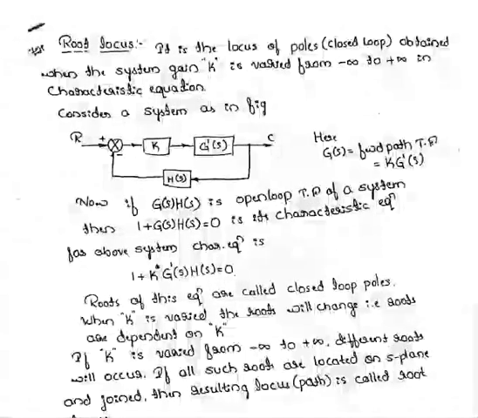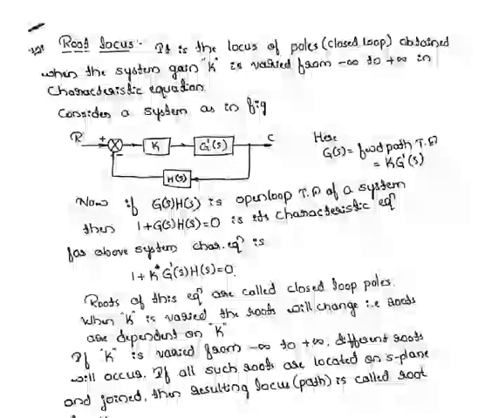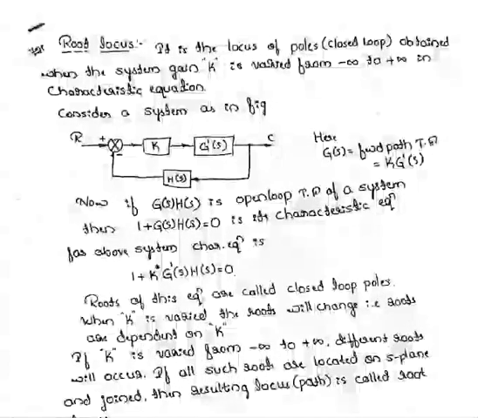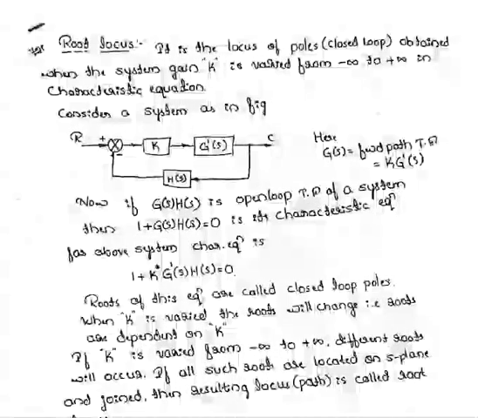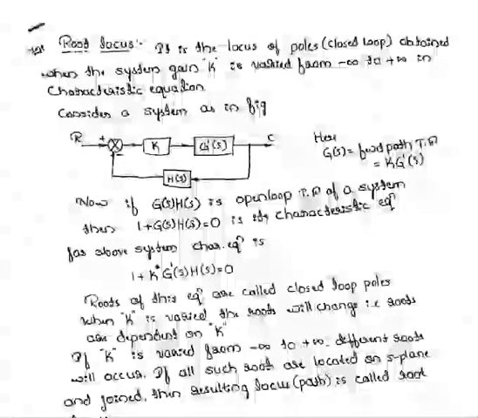Okay. So the basic definition is, it is the locus of poles for the closed loop, obtained when the system gain k is varied from minus infinity to plus infinity in the characteristic equation.